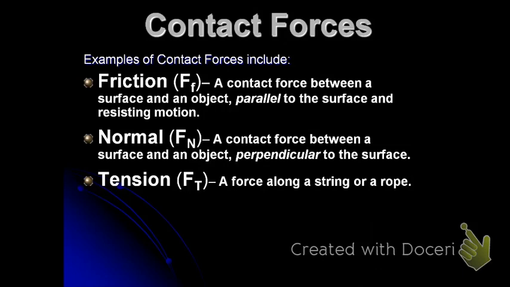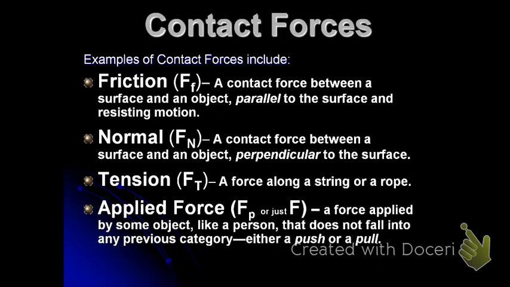Now there are contact forces that don't fit into these categories, and whenever we see those, we simply refer to those as an applied force. You can call an applied force F_p for a pushing or a pulling force, or you can just call it F, some applied force. And so if there's a force applied by some object, like a person, that doesn't fall into these categories, we call that an applied force. For example, when my hand was pushing on the dry ice block, that's an applied force. I was applying a force to it, and it was a contact force. Any question about contact forces?